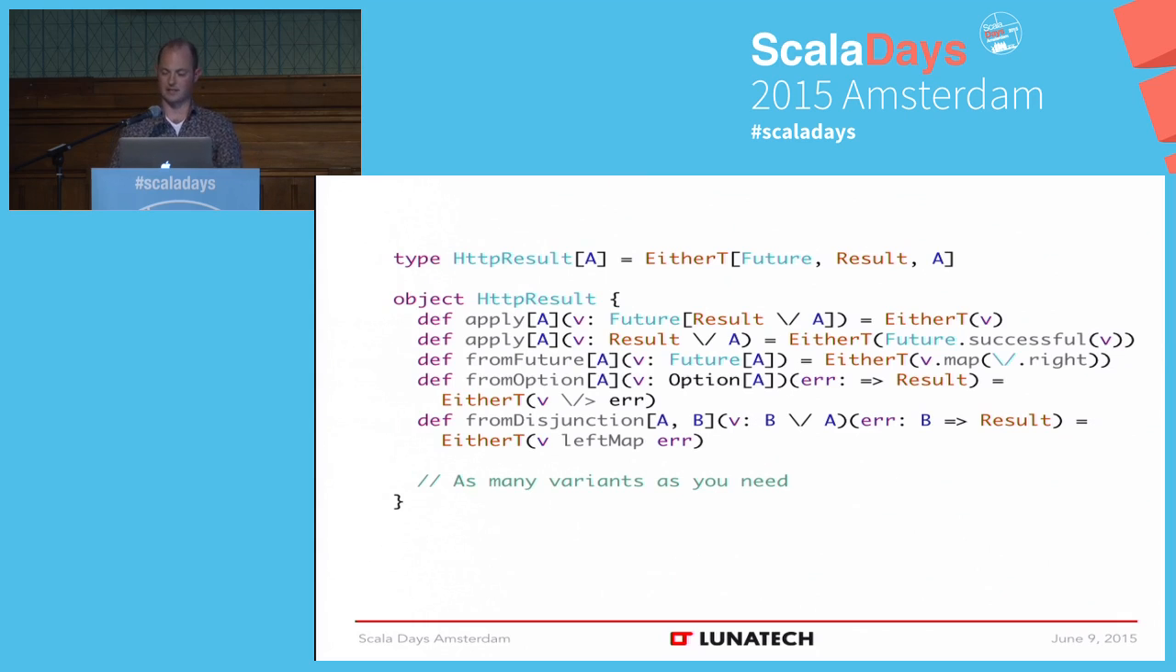But there's a whole bunch of methods that you can create for basically every kind of structure that you see in your application, to transform it in such a way that it fits in the structure of an either transformer with a future with an either inside.